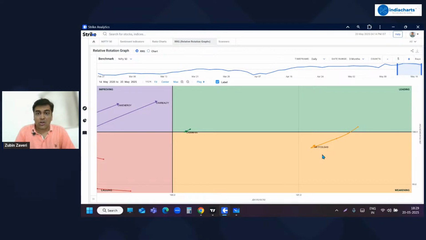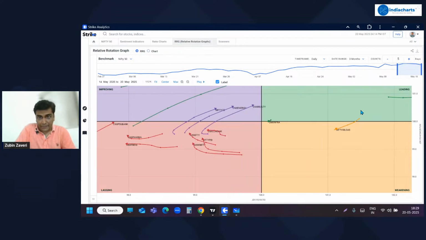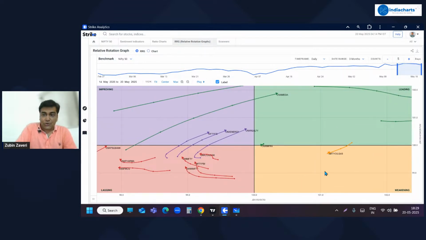Because already it is an outperformer. Whether in the leading or weakening quadrant, they are on the right hand side of the quadrant. It means that they are performing better than the benchmark Nifty 50. So if there is a nice uptrend or spike up in the market, oil and gas is something that we need to watch out for. It would outperform the market.